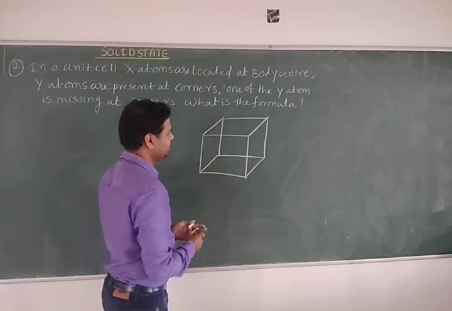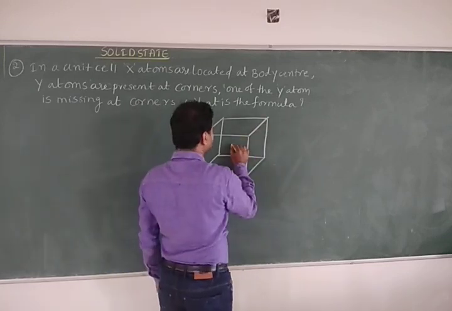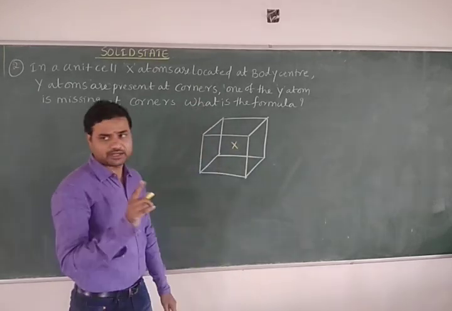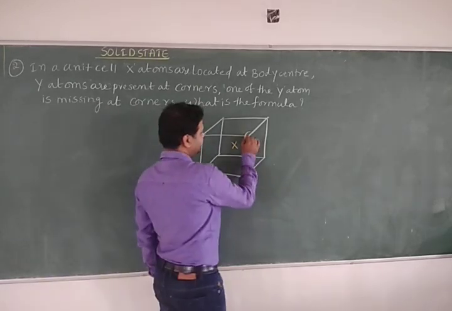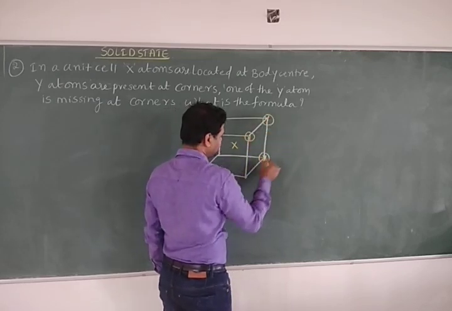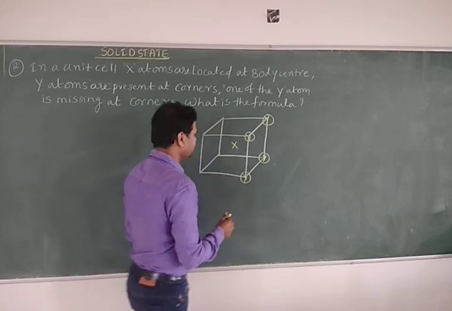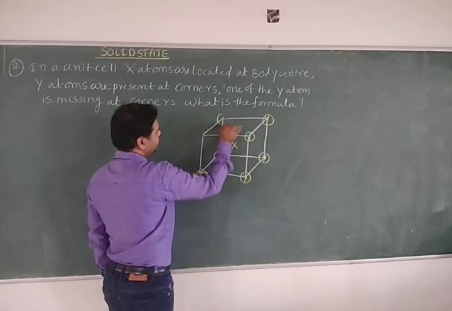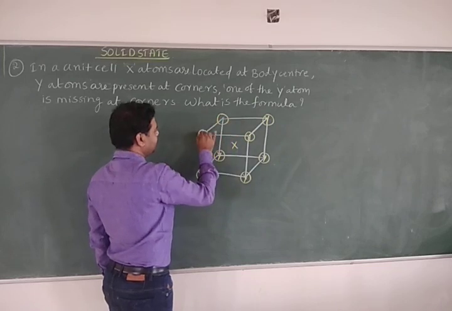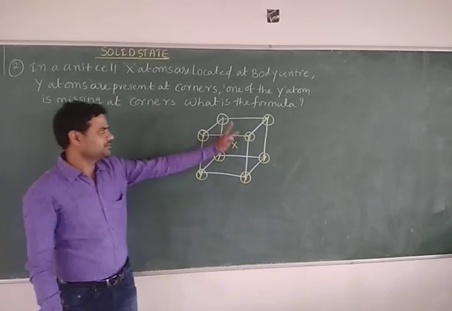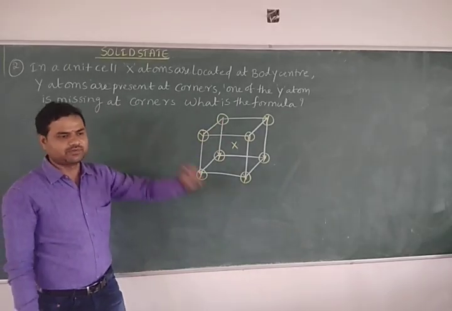See that in the unit cell, an X atom is located at the body center. We write only 1 for X because the center of the body is 1. Similarly, Y at each corner. But in this, one atom is missing. Here we don't have any atom, right? One atom is missing at one corner. Then what is the formula of the compound?